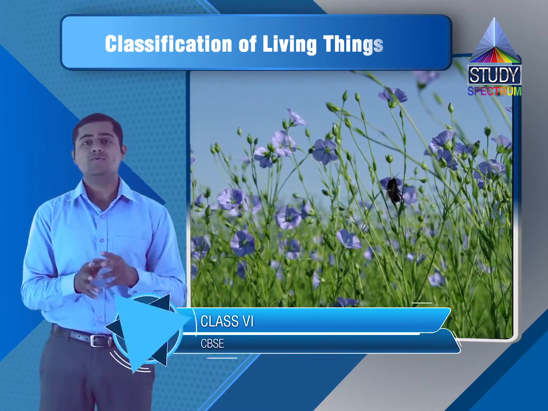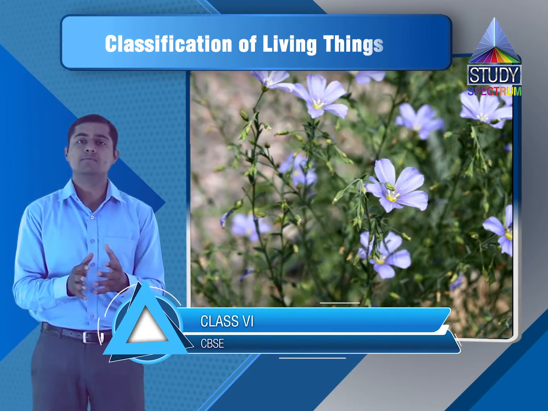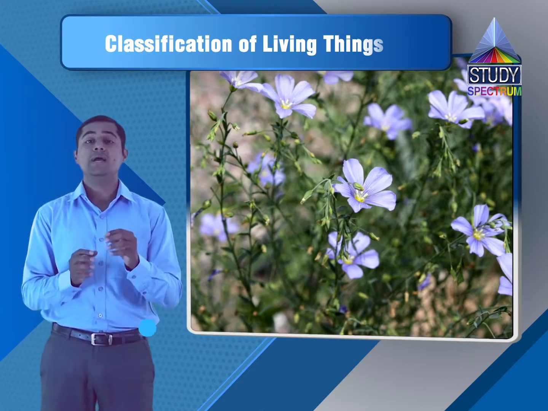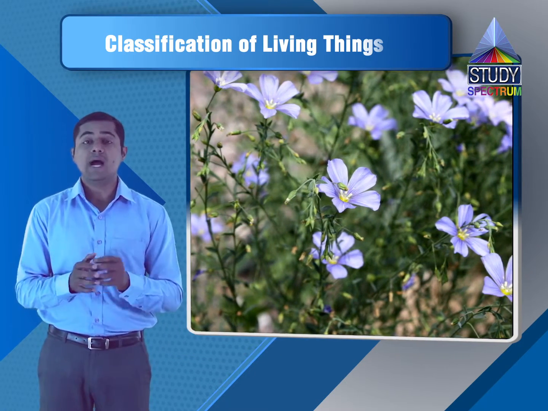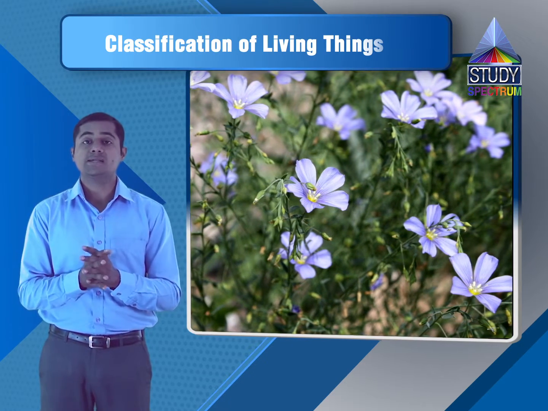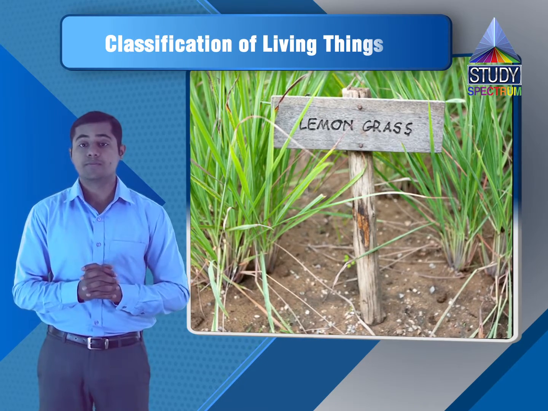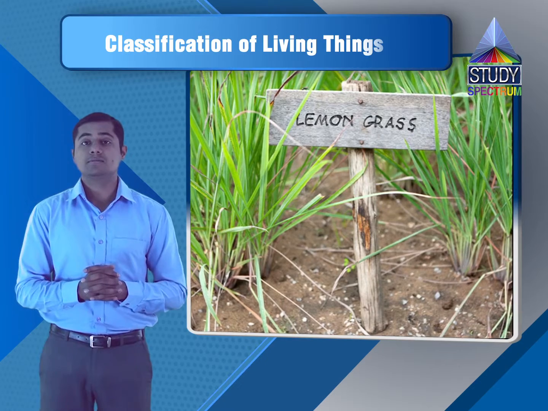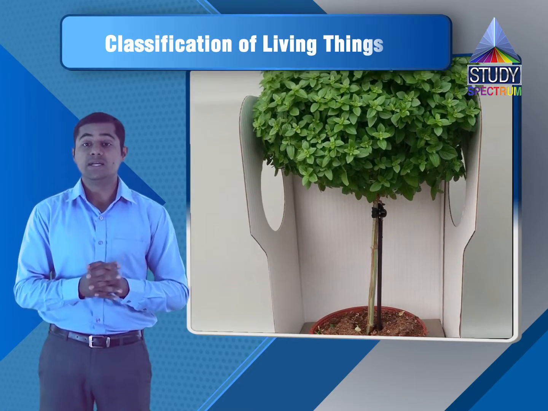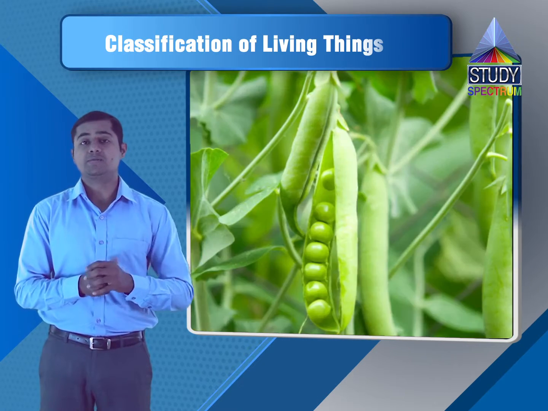Herbaceous plants are very small plants with at the most 1 to 1.5 meter height, not more than that. And they have a very flexible and soft stem. Such plants are always classified into the group herbs. The lemongrass tree, the basil tree, all the grams, these are the herbaceous plants.